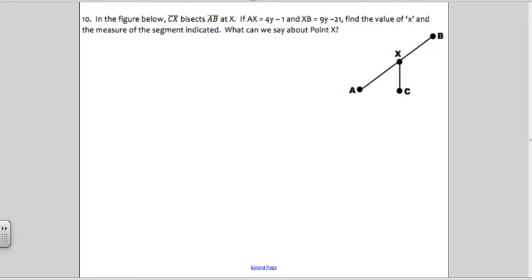So we know if X bisects a segment, that means that it cuts that segment in half. So if this bisects this segment, that means that AX will be equal to XB. Okay, we also know, though, that AX is 4y minus 1, and XB is 9y minus 21.